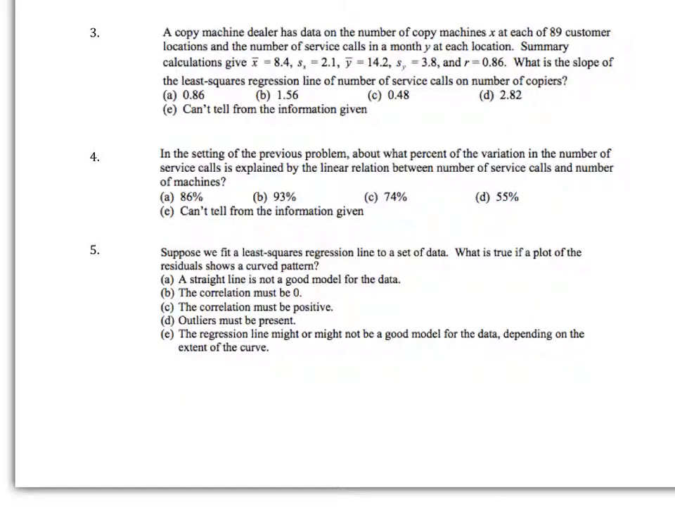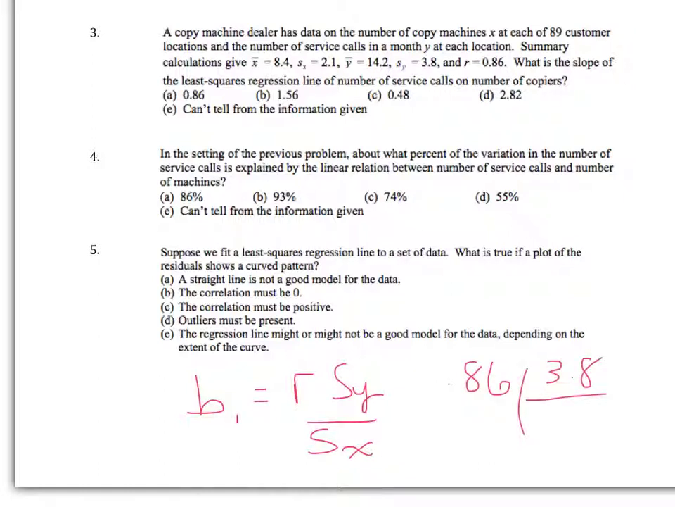Now we're going to look at the third question. And this one is asking you to just calculate the slope of a least squares regression line. I want you to remember that the slope is just B1 equals R times standard Y over standard X. In this case, they gave you R was 0.86, standard Y 3.8, and standard X was 2.1. And looking at this, you should have gotten the answer B, which is 1.56.